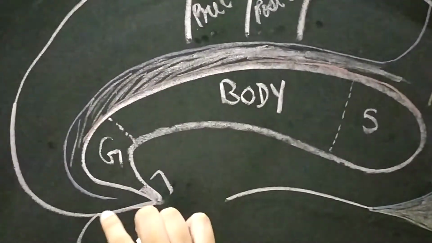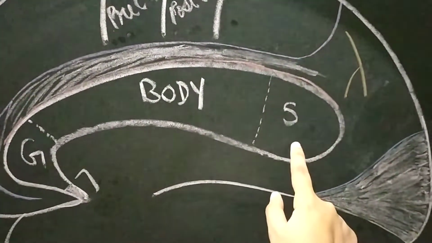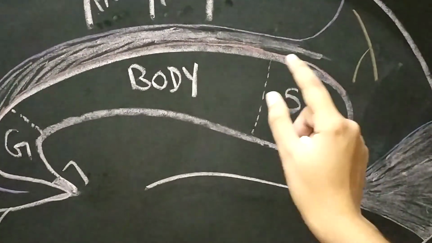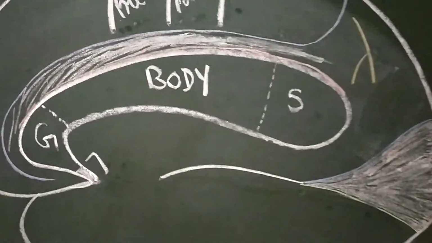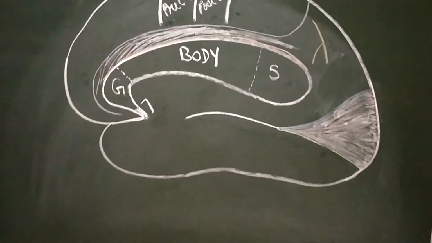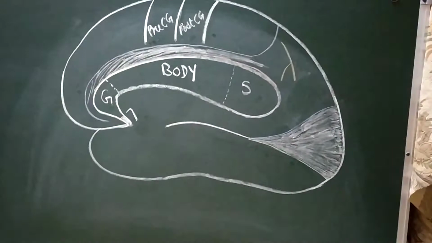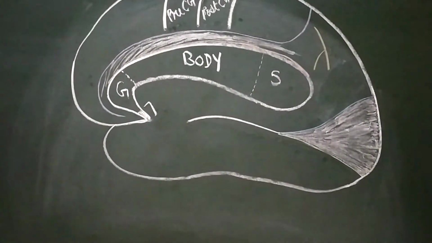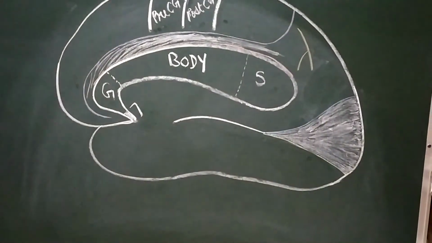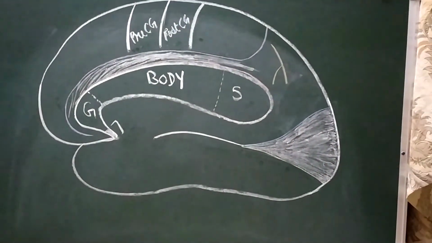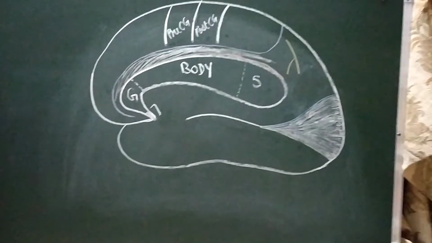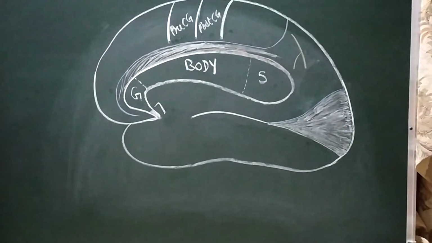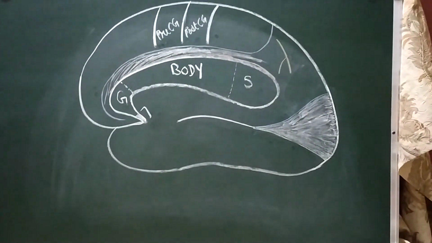The larger part extending between the genu and the splenium is the body of the corpus callosum, while the posterior-most part is the splenium. So in total, you have 4 parts of the corpus callosum: rostrum, genu, body and splenium. So this was all about the medial surface and the sulci and gyri which are present on the medial surface.